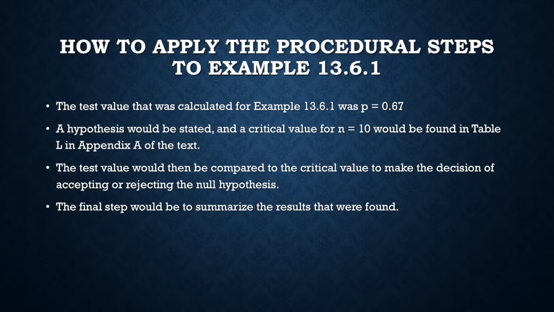How do we apply the procedural steps? Well, the test value that was calculated was ρ equals 0.67. First, a hypothesis would have been stated, and then a critical value for n equals 10 would be found in Table L in Appendix A of the text. The test value would then be compared to the critical value to make the decision of accepting or rejecting the null hypothesis. The fifth and final step would be to summarize the results that were found.